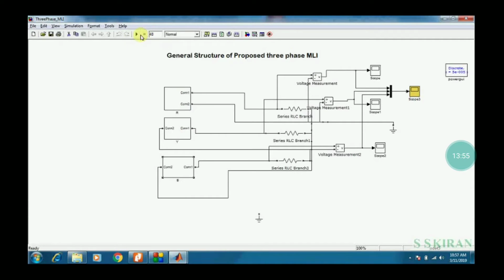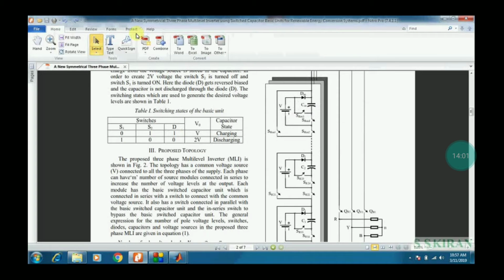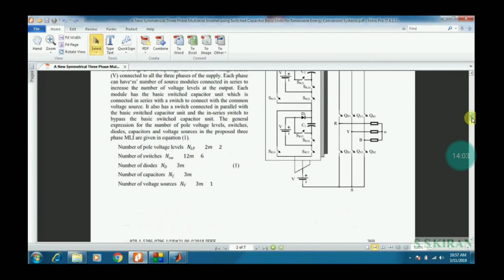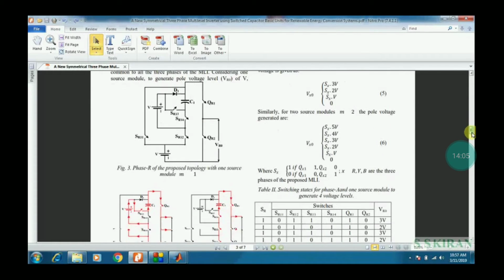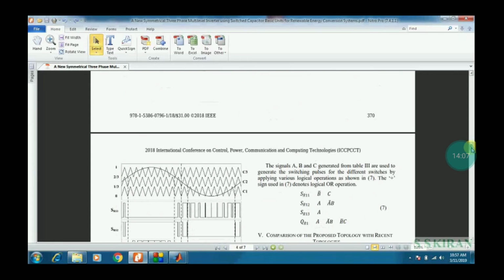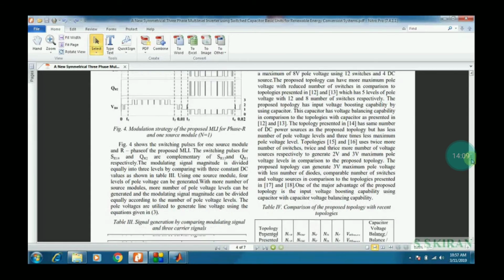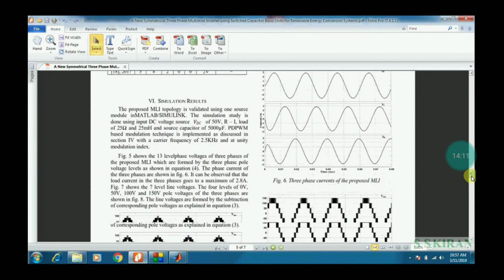Now we can start the simulation, that is the start button. See here, start simulation, right? We can take time period 48, right? Start simulation. Now come back to the base paper. In this we can see the results. Come back down. Yes, that's fine.